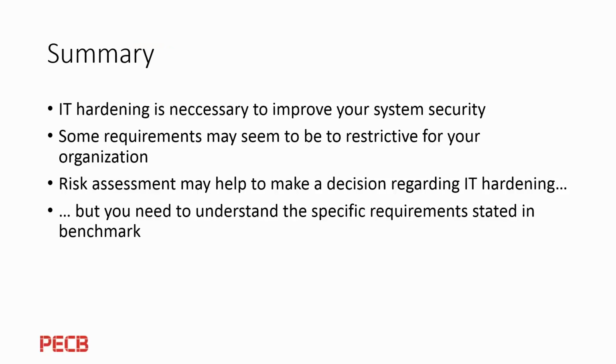So the question is how to find the requirements which should be implemented, and how to find the requirements which are not really necessary for our organization, or those requirements for which, instead of implementing them, we may implement additional external safeguards like the IPS from this example. In order to do it, we may just use a risk assessment.